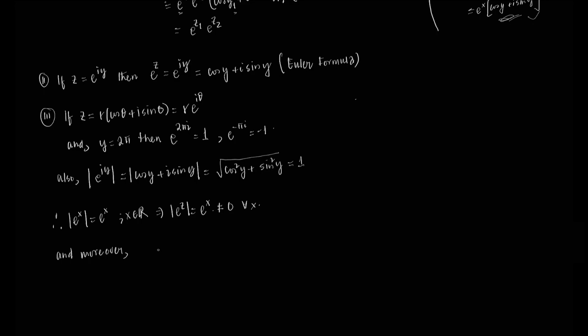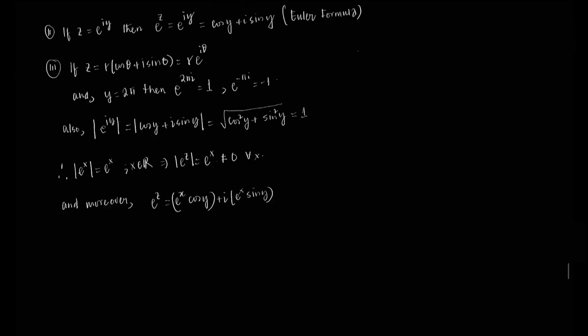exponential of z can be written as exponential of x cosine y plus i exponential of x sine y. Now, do you think this is an entire function or not? It is going to be an entire function. How do you prove this? You can write it as u of x y plus i v of x y, where u of x y is exponential of x cosine y and v of x y is exponential of x sine y.